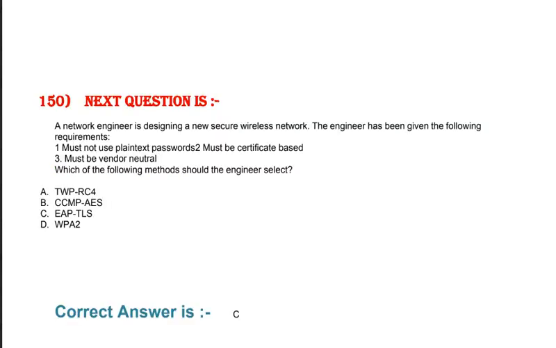Question is, a network engineer is designing a new secure wireless network. The engineer has been given the following requirements. First, must not use plain text passwords. Second, must be certificate based. Third, must be vendor neutral. Which of the following methods should the engineer select? Option A, TKIP RC4. Option B, CCMP AES. Option C, EAP-TLS. Option D, WPA2. Correct answer is option C.